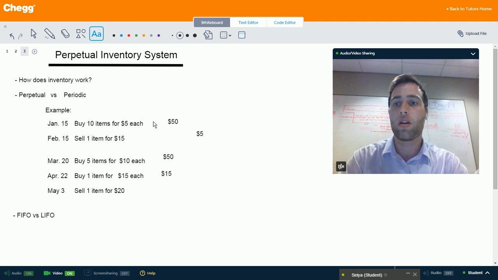Okay, but then we buy more items, and then on May, we sell an item for $20. This time, though, instead of selling the first one we bought, we're using LIFO, which means we're going to sell the last one we bought. So instead of selling a January item, we're gonna sell an April item now, which cost us $15. It didn't cost us $5, it cost us $15. So the cost of goods sold under Perpetual LIFO in May is going to be $15.